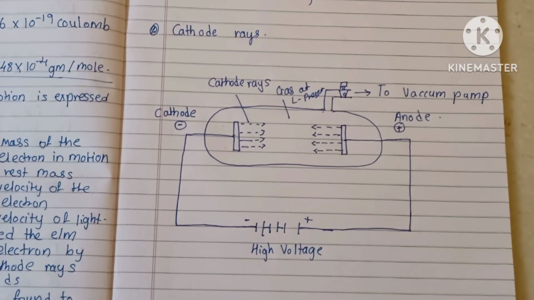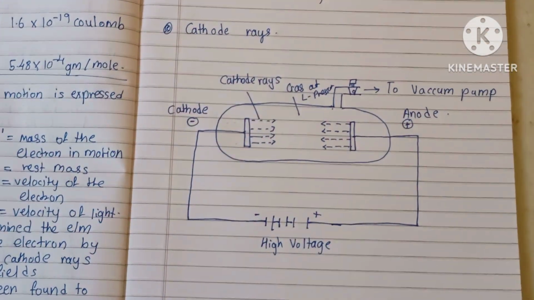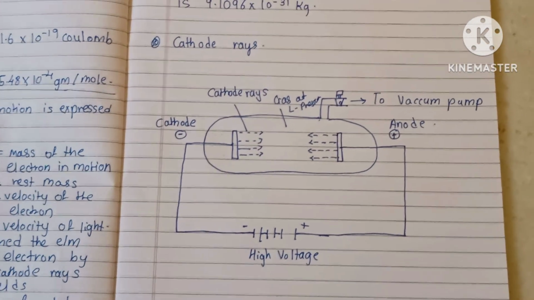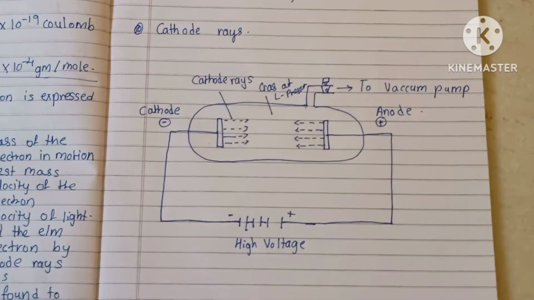Okay, so these are the cathode rays. It is also explained in NCERT, so I have explained that only in simple words. Okay.